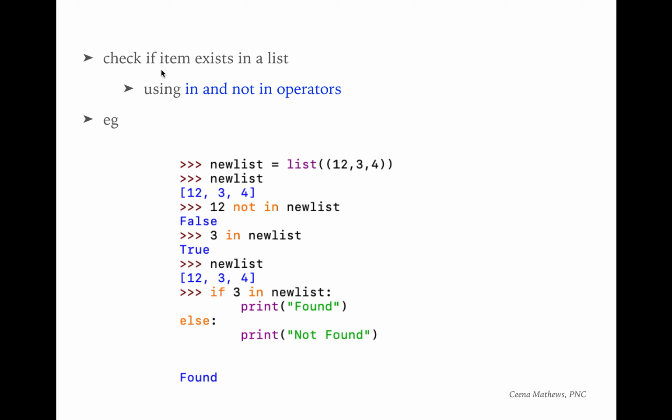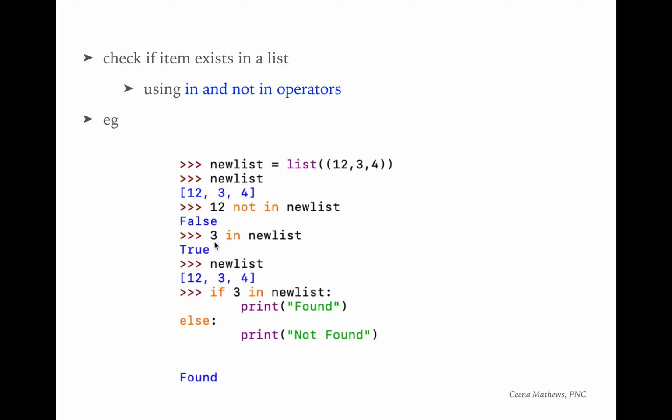Next is check if item exists in a list. This can be done using two operators, in and not in. As you can see in this example, a new list is created using the list constructor, and the list here is 12, 3, 4. Here I am going to check whether 12 exists in new list, that is, 12 not in new list. Since we are checking not in, it will give the result as false, as 12 is in the list.